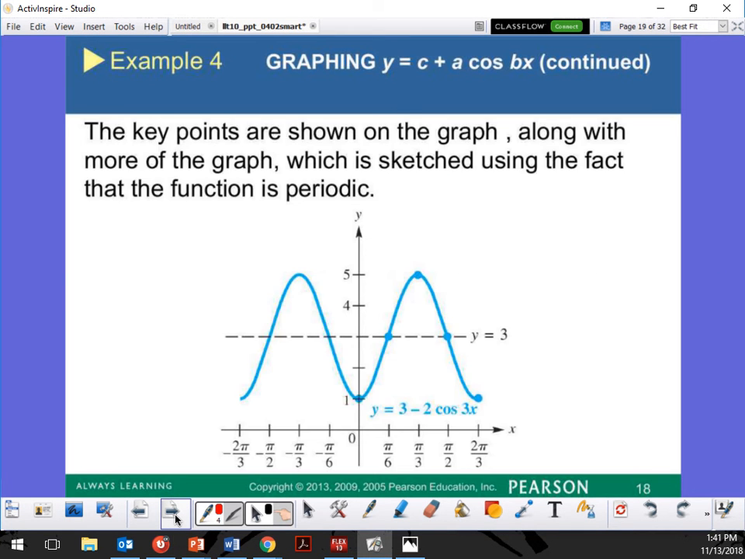All right, so there's example 4. Here's what your graph's gonna look like, but listen, I asked you guys to graph it only one period, right? Yeah. So that was these points right here. So they got the same thing, but I didn't do it twice.